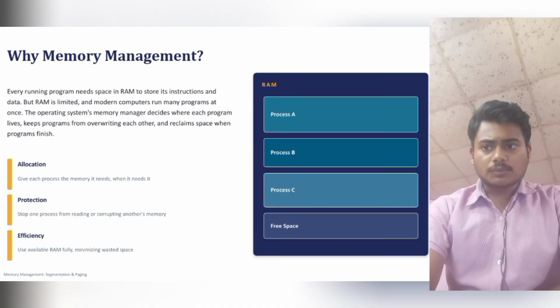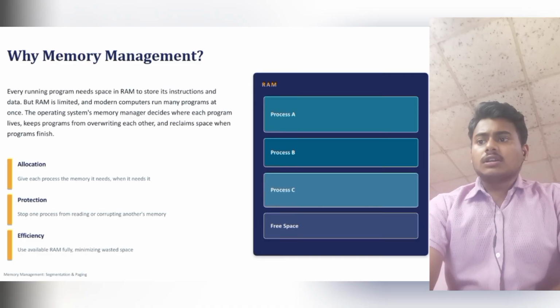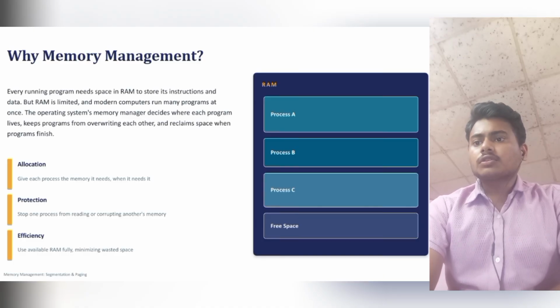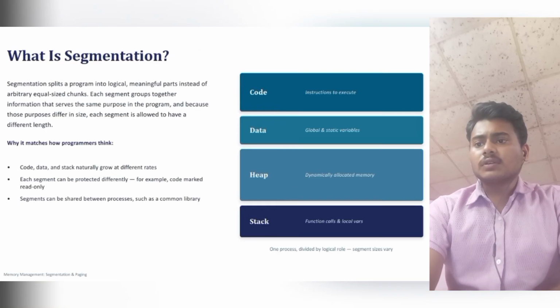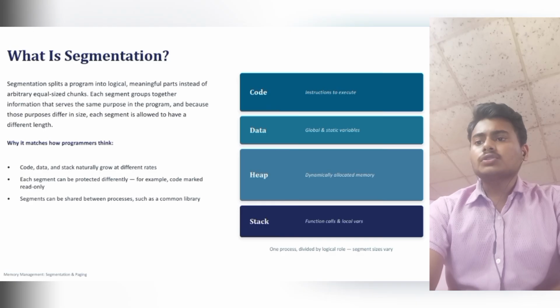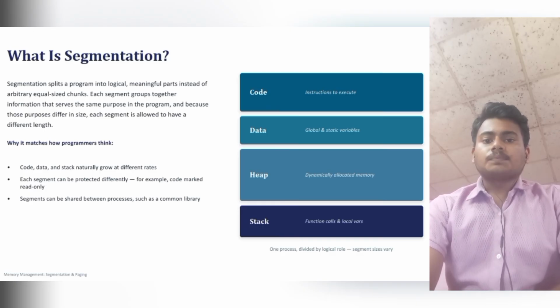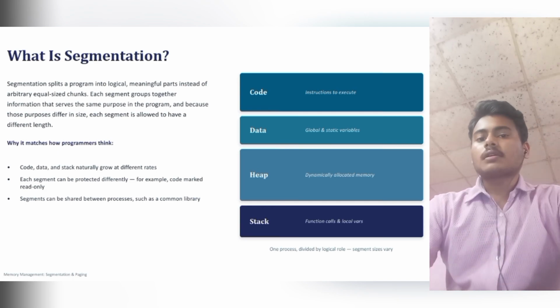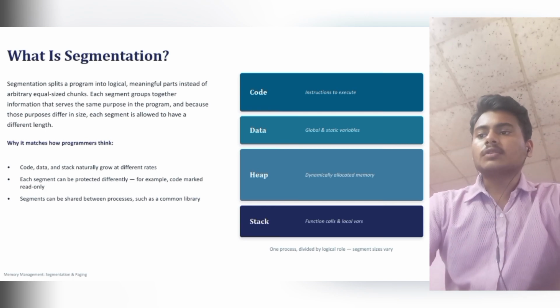It does three main things. It gives each program the memory it needs, it protects one program from touching another program's memory, and it tries to use all the available RAM as well as it can. Now, there are two classical ways to do this job. The first one is called segmentation, and we are going to talk about this first. Now go to slide number 4.